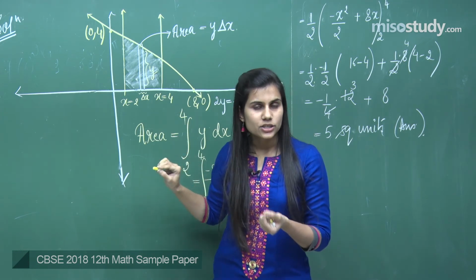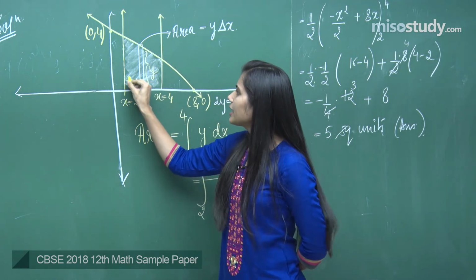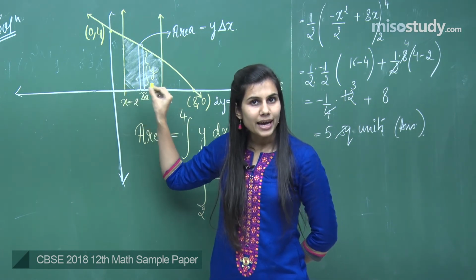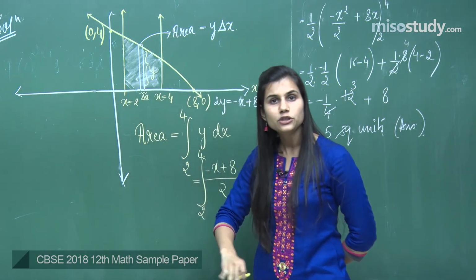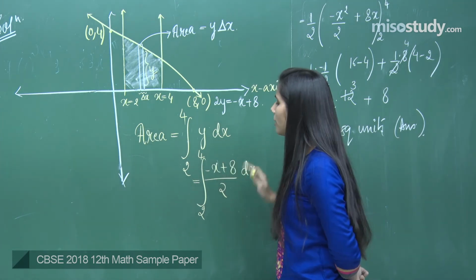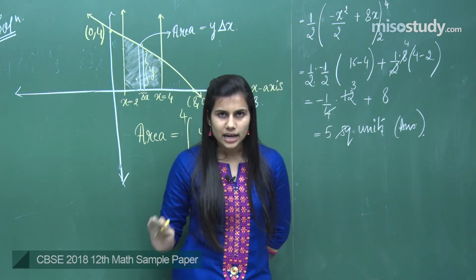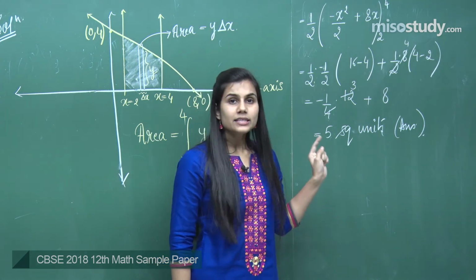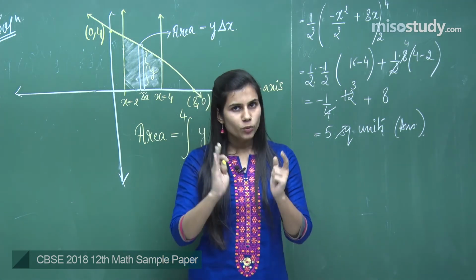Vertically I sliced this shaded portion. The rectangle can move from x equals 2 to x equals 4, and so I applied my limits over x. I varied my x, thereby plugging in the value of y, and therefore after solving this I have obtained the answer, which is the area of this shaded region. Understand this, note this down, and then we are going to deal with the last question.